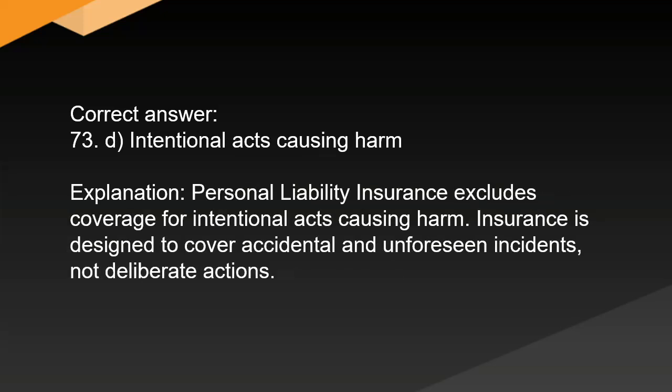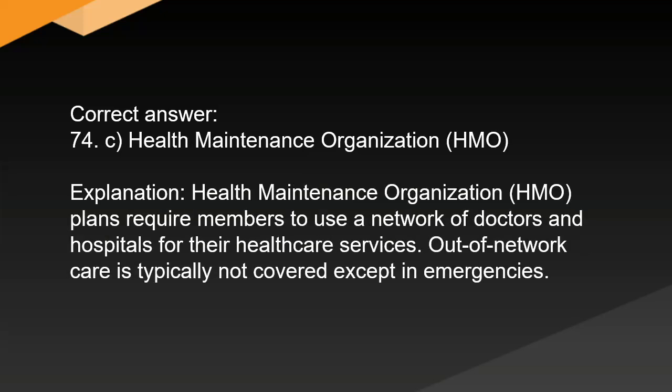Correct answer. D. Intentional acts causing harm. Explanation. Personal liability insurance excludes coverage for intentional acts causing harm. Insurance is designed to cover accidental and unforeseen incidents, not deliberate actions.